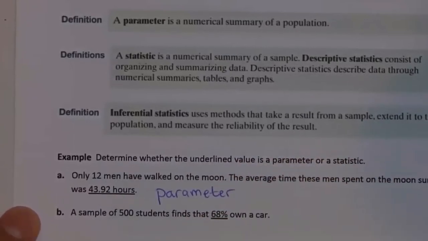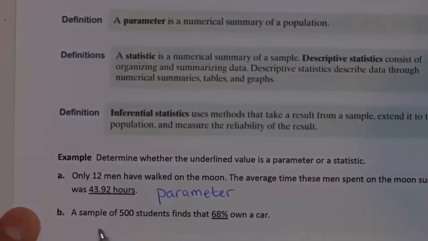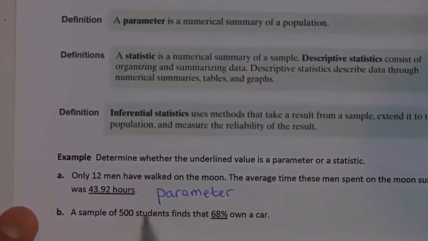Now, part B, a sample of 500 students finds that 68% own a car. Parameter or a statistic? So in this case, we're just looking at a sample, not the whole population. So of these 500, 68% own a car. And so that is a statistic.